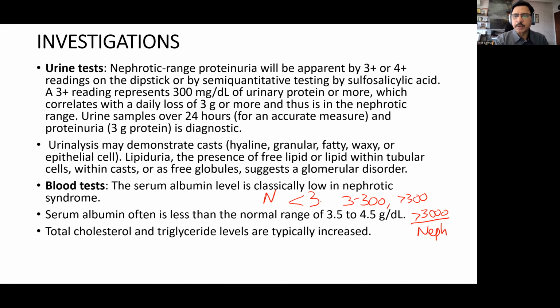These are in milligrams. Less than 3 milligrams, normal. 3 to 300 is microalbuminuria. More than 300 is overt proteinuria, that is macroalbuminuria. More than 3000 is nephrotic proteinuria. This classification you must know. Less than 3 milligrams, 3 to 300, more than 300, more than 3000. More than 3000 is 3 grams of protein, nephrotic range. Okay.